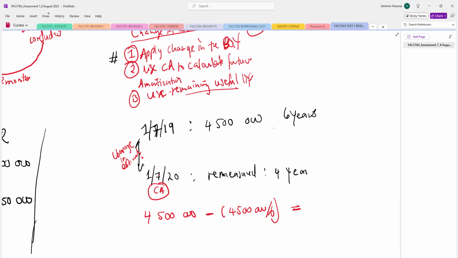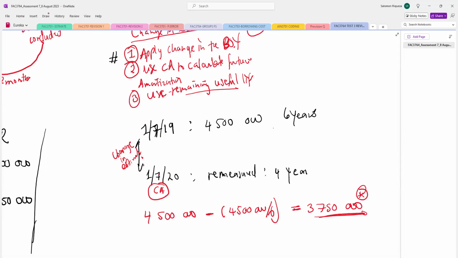Okay. Confirm the amounts, 3,750,000. Please confirm if you're getting the same. Yes. Right. Yes, it's correct. Okay, so this is the carrying amount I was looking for. That's the one I will use now.